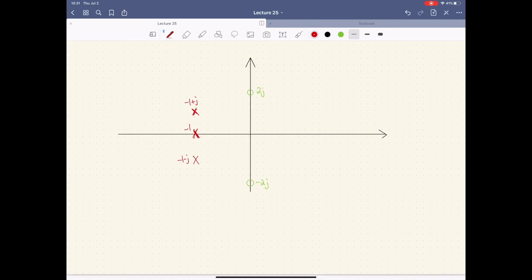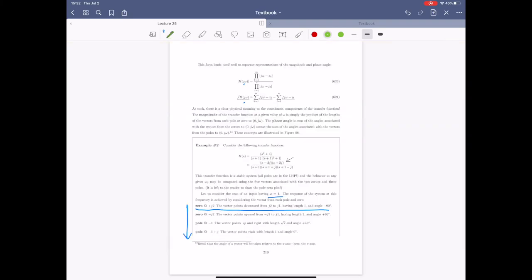Now we're going to calculate these different vectors for a particular point of interest. I'm going to pick a point at omega equal 1, which gives me 1j, because we use omega j in the equations. Now I'm going to take all these vectors. Let's do this one first. This is just a magnitude of 1, and it's pointing downward. So it has a magnitude of 1 with an angle of minus 90.